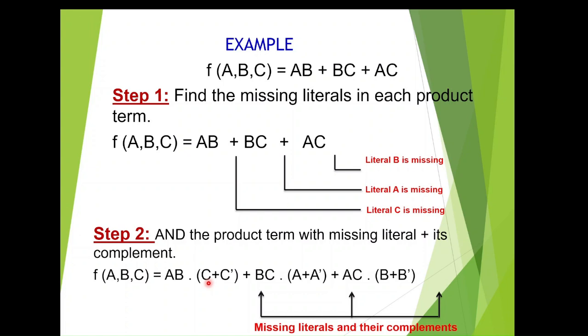If I multiply by C plus C dash, it is not going to change the value, because C plus C dash is 1, and 1 into anything gives you the same value. That is more important. So AB times C plus C dash, BC times A plus A dash, AC times B plus B dash. You just multiply with the missing literals and their complements. Variable's another name is literal.